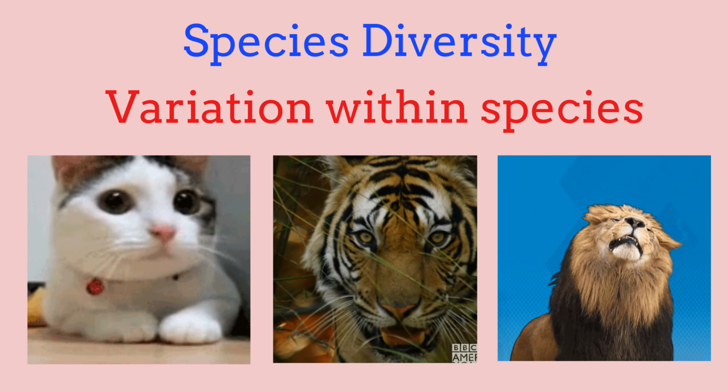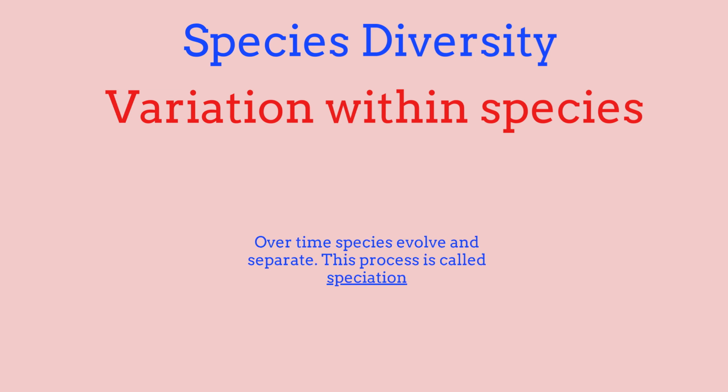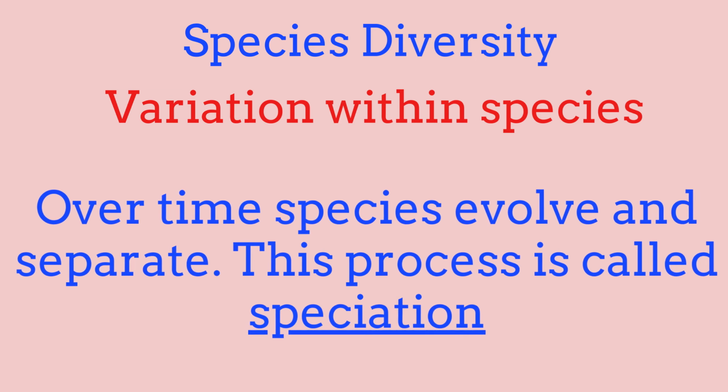Over time, one species evolves and then they separate. This process is called speciation. Much of Earth's biological diversity is due to this separation.